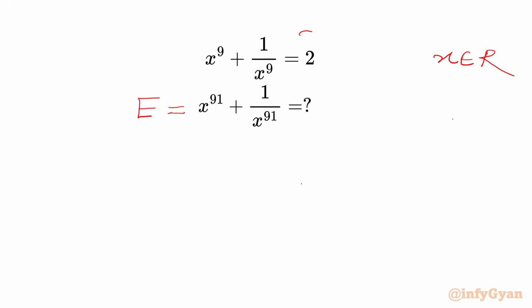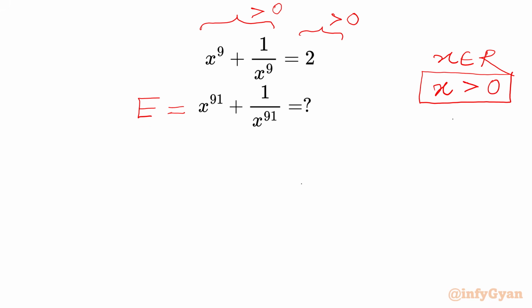Now we have plus 2 in the RHS which is positive. So the left hand side must also be positive. So x cannot be negative since we have odd powers, and x cannot be 0 also. So x should be greater than 0 for x to be real. Now we will write our equation: x power 9 plus 1 over x power 9 equal to 2. x is greater than 0.